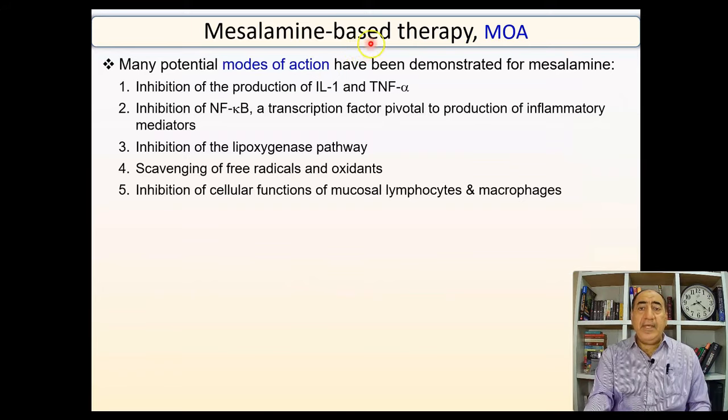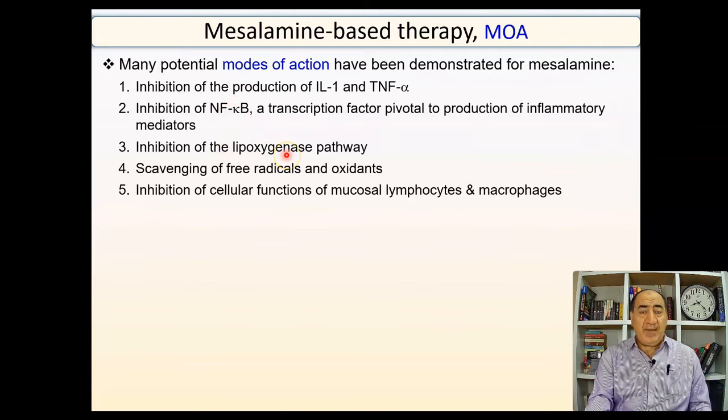What's the mechanism of action of mesalamine-based therapy? Generally speaking, the actual mechanism is not well known, but the potential modes of action may include inhibition of production of inflammatory mediators, interleukin-1 and TNF-alpha, tumor necrosis factor alpha, and inhibition of NF-kappa B, a transcription factor pivotal to the production of inflammatory mediators. Many inflammatory mediators' release is dependent on NF-kappa B.